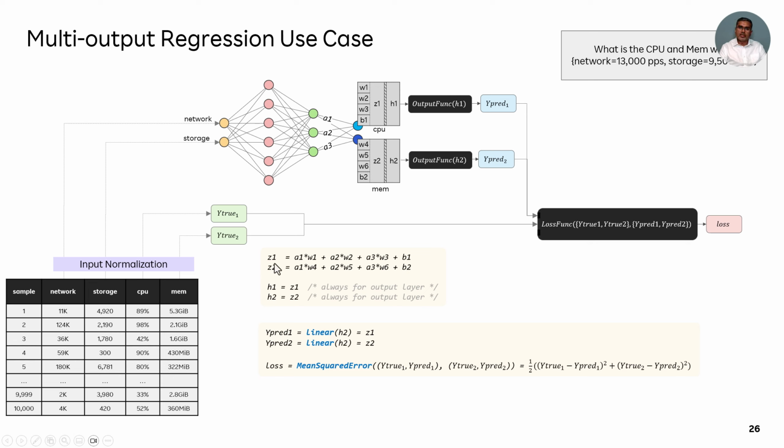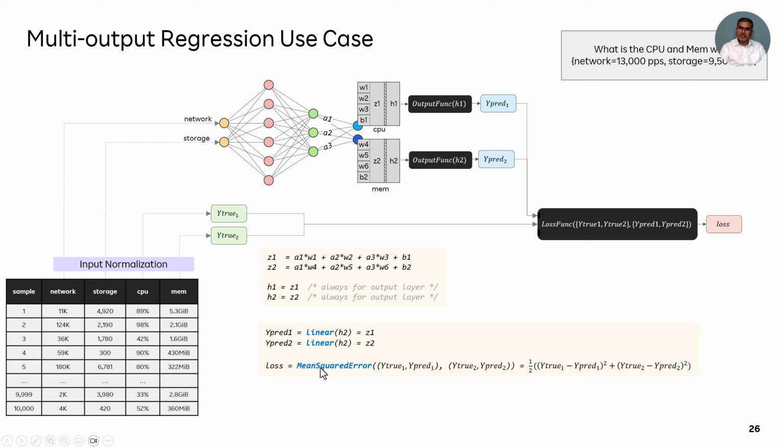So you would calculate the logit values exactly like you saw earlier. You take A1 multiplied with W1, A2 multiplied with W2, A3 with W3, and add the bias, adding all of them. That would be the logit value for this neuron. For the second neuron, you take A1 multiplied by W4, A2 multiplied by W5, A3 multiplied by W6, and then add all of them with the bias B2. And like I said, in the output layer, the logit value is what you pass along. There's no activation here. The output functions still remain linear functions like we saw in the single output regression use case.